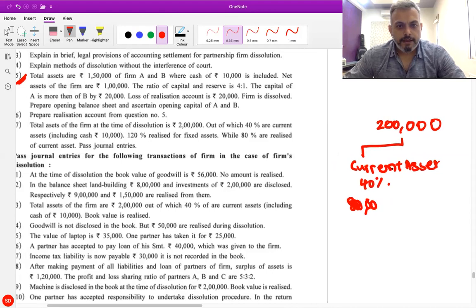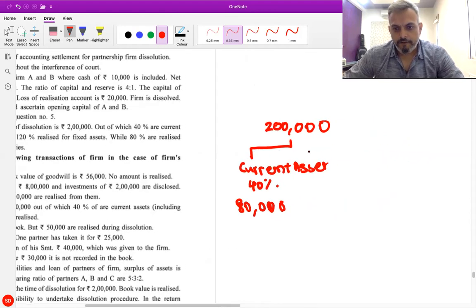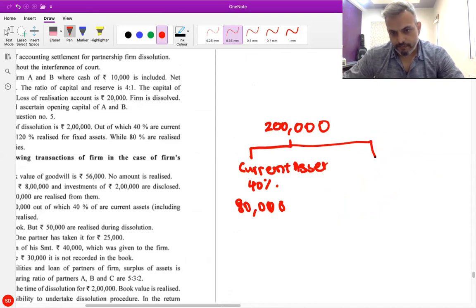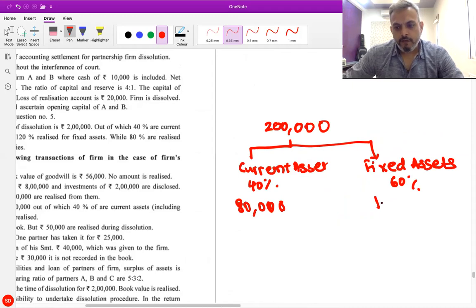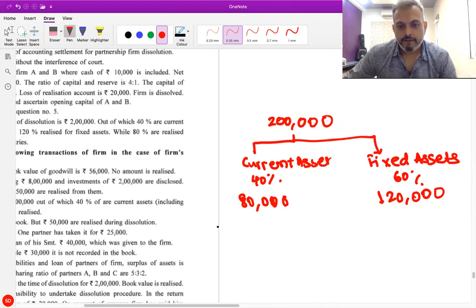Okay. And obviously 60% are fixed assets, so 1,20,000. But what is given is that out of current asset, 10,000 is cash. So minus cash, 70,000 is other current asset.